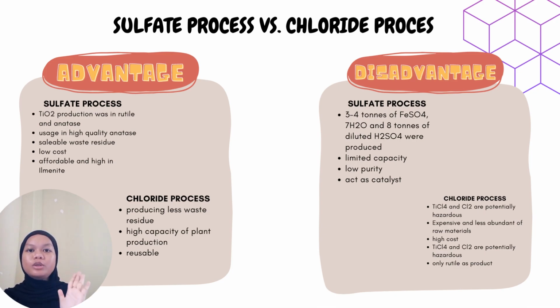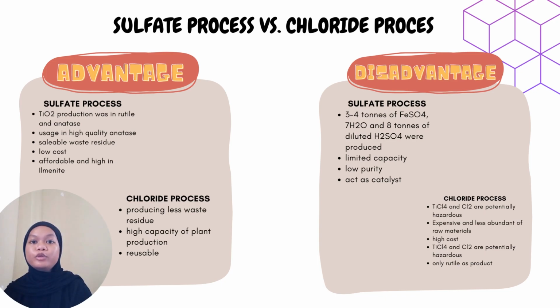Next, the waste residue in the sulfate process can be sold. For example, the gypsum can be sold as soil fertilizer for farming. Finally, it requires a low cost to begin the production, and the ilmenite is affordable and abundant.